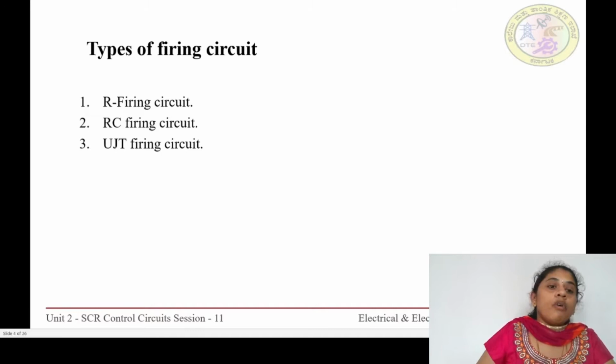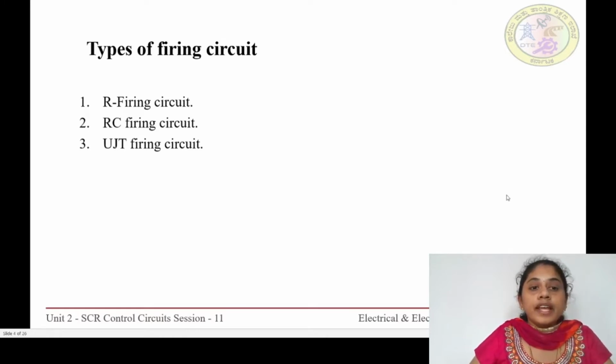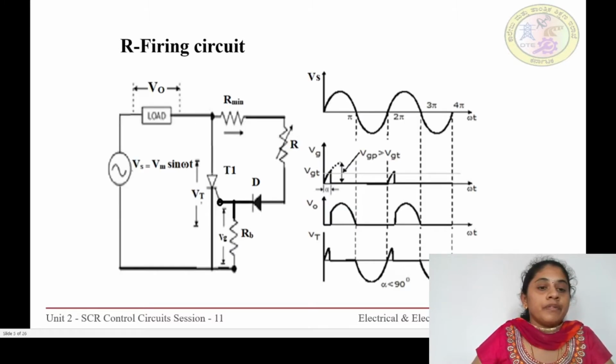Now let us see what are the different types of firing circuit. The different types of firing circuit are R firing circuit, RC firing circuit, and UJT firing circuit. Let us now see first the R firing circuit. The R firing circuit mainly consists of an AC supply source which is connected to the load, and it consists of components R minimum, variable resistance R, diode D, thyristor T1 or SCR T1, and the stabilizing resistor RB.